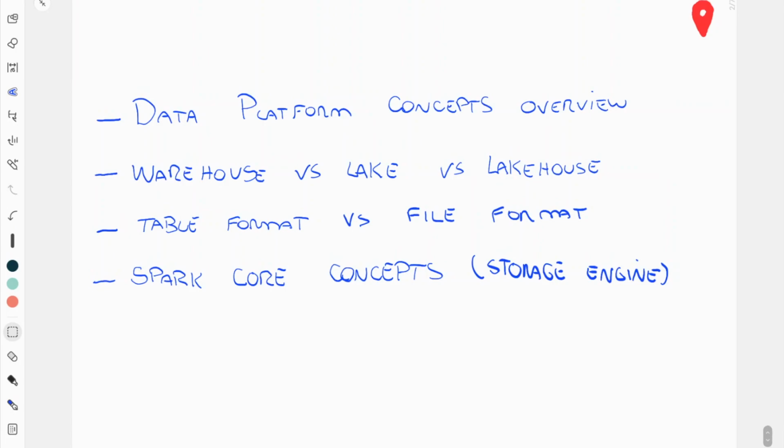And the topics for today are data platform concept overview, then we're going to compare data warehouse, data lakehouse, and data lake. Then also understanding the concepts and differences between table format and file format. And last but not least, we're going to go through some Spark core concepts and understand its role as a storage engine in a lakehouse.